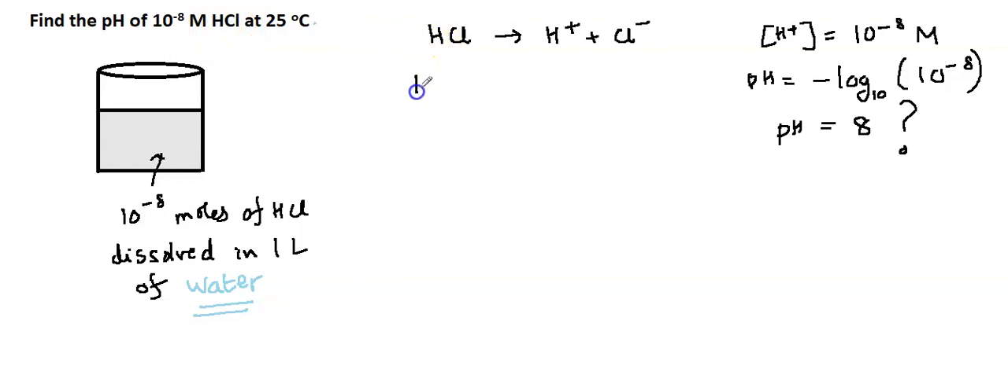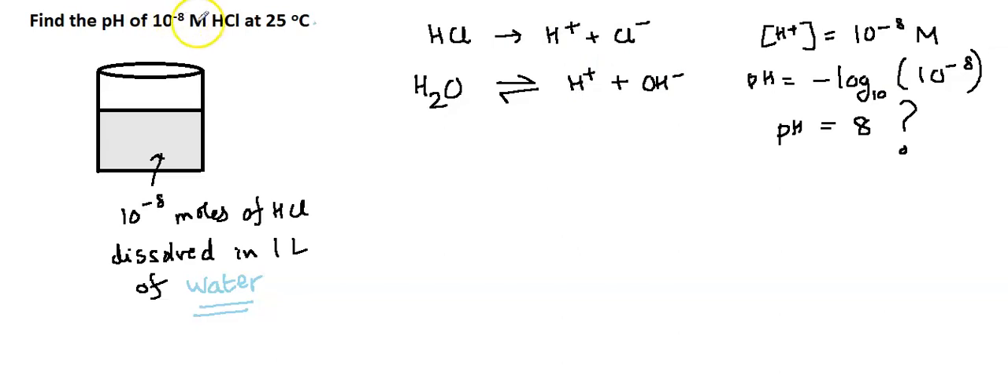So let's do that. So I have water, which dissociates to give H plus and OH minus ions. So now I have two sources of H plus. One is the acid itself and the other is water. Okay.